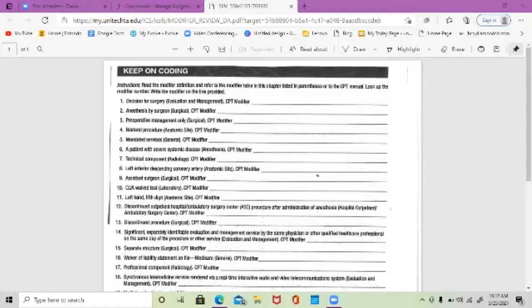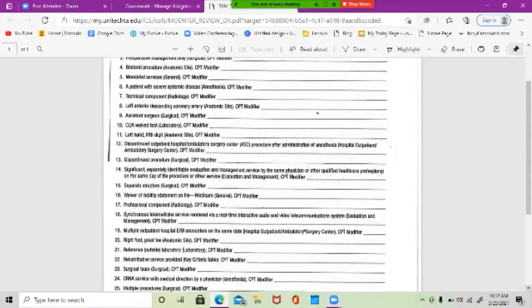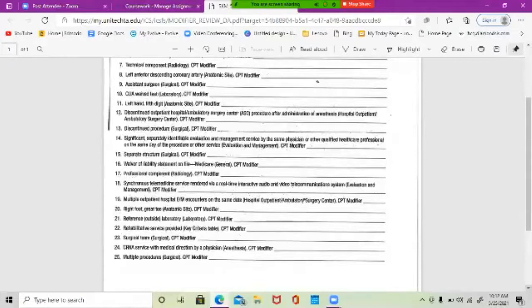Okay, number 17, professional component. Twenty-six, that's right. Number 18, synchronous telemedicine service rendered via real-time interactive audio and video telecommunications center. Boy, 95. Yeah, it is 95, but that was a mouthful.